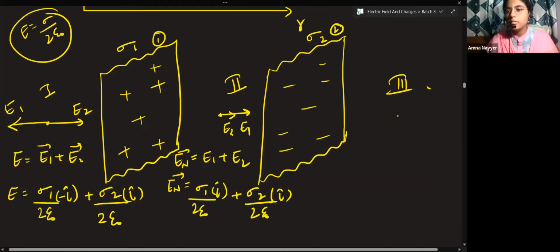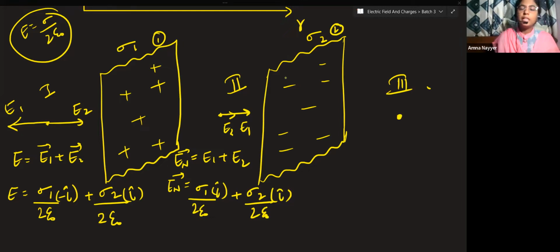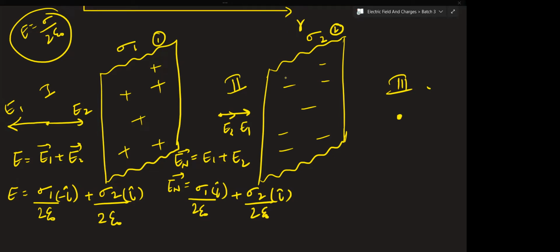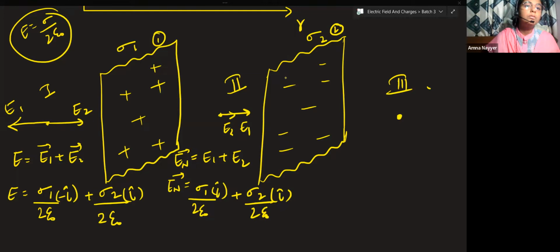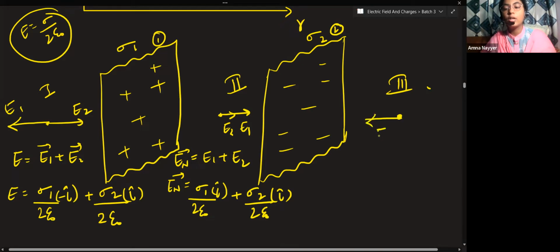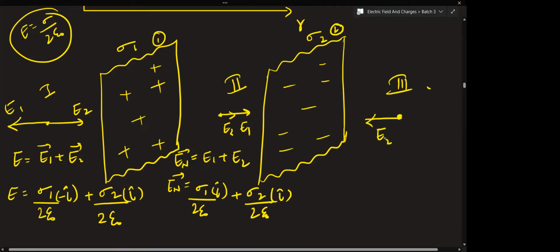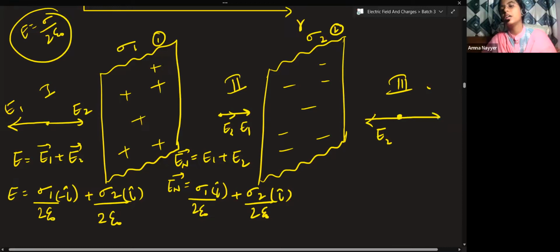Now the third region. Let's take this region. Tell us the directions for E1 and E2 at this third point. For E1 or E2? E2. For E2 it will be left. Good. And for E1? It will be right, because we are moving away from the charge. So the resultant will be E1 plus E2.